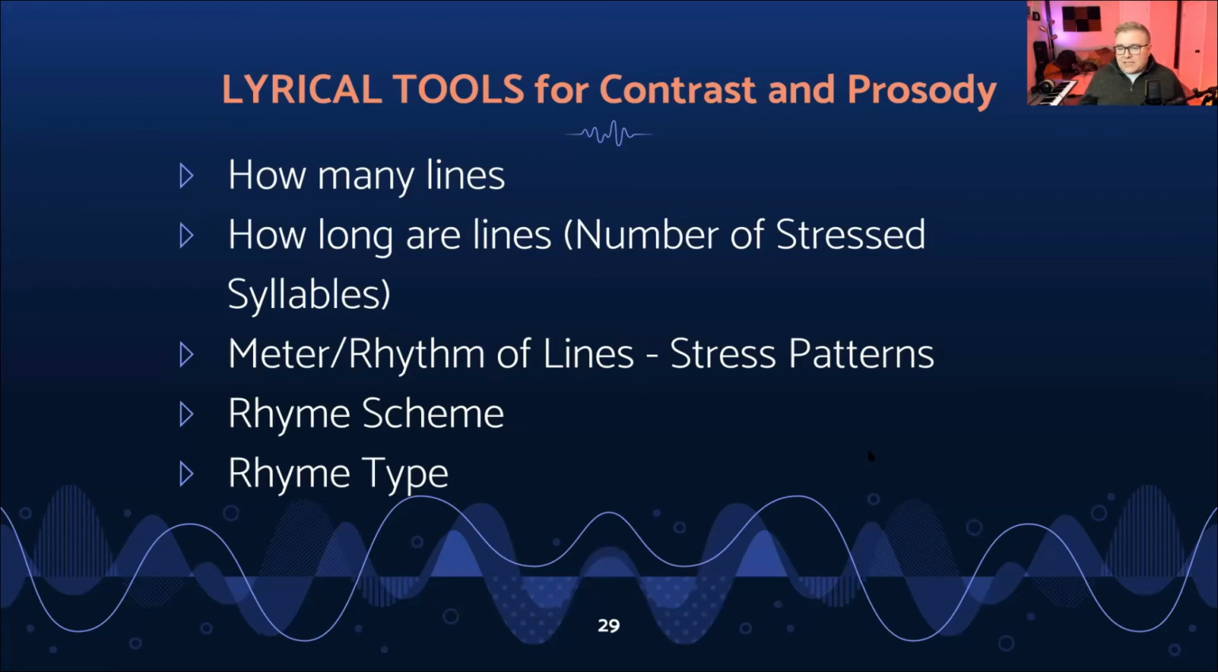Sometimes it might be taking a line away. So if you have a 4-line section, maybe it works better with 3 lines, or sometimes it's adding to where you have 5 lines. It really depends on how it feels to you as the writer. The other tool for lyrical contrast and prosody is how long the lines are. So how many stressed syllables are there?